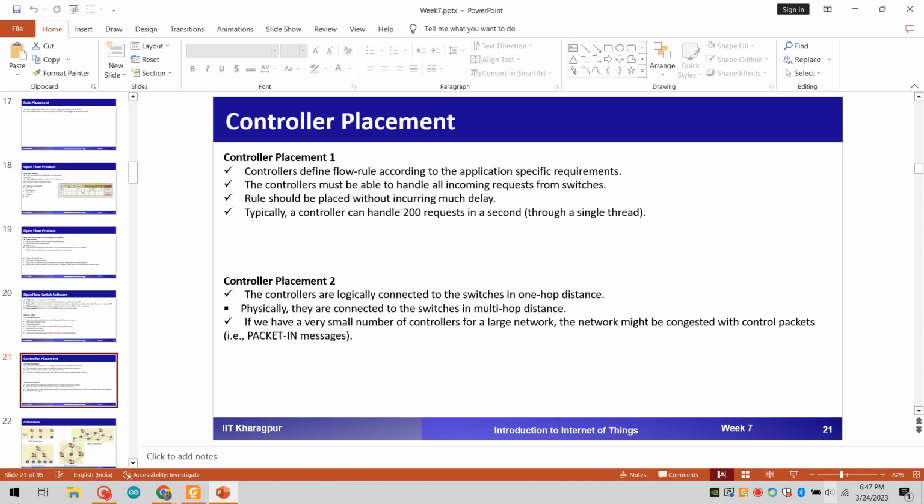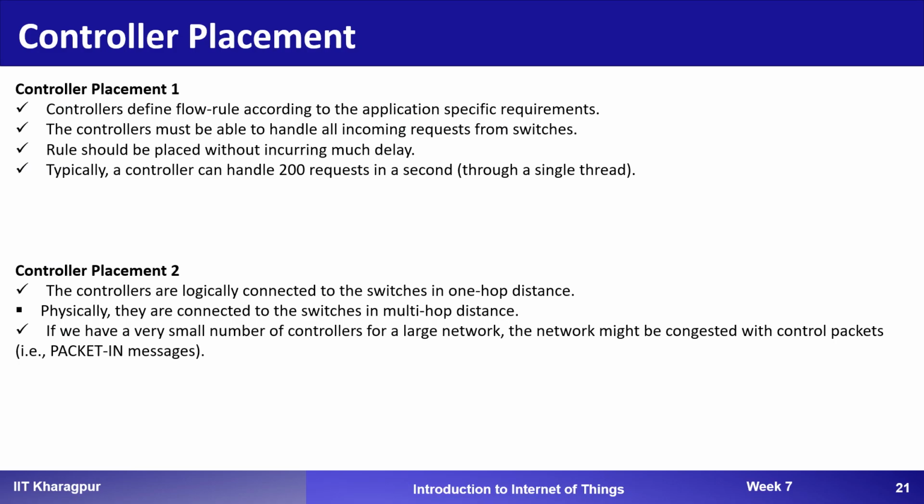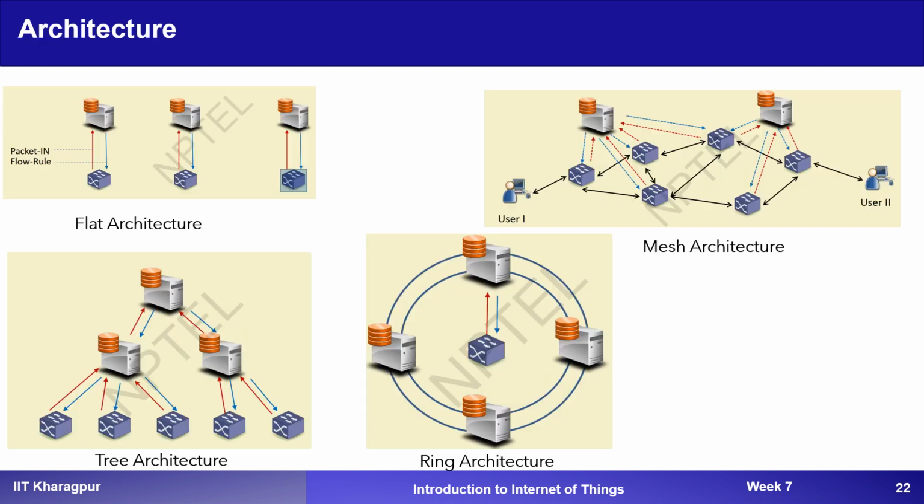So this is what I was talking about. We need to decide where exactly we need to place a controller and how many controllers we need, so that all the requests that are coming from the switches can be handled by these controllers. Now, the different architectures that are used in order to place the controllers.